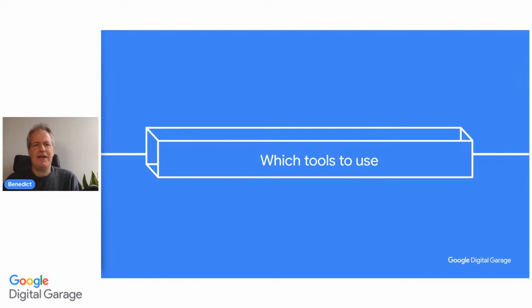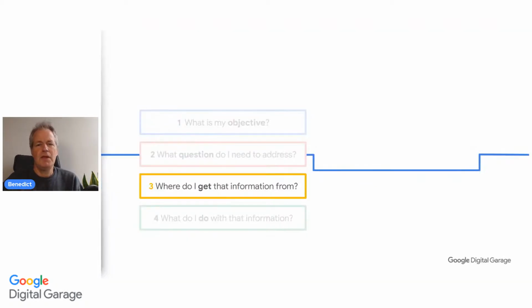Reach, engage, activate, and nurture. Remember those 4 points, all right? So which tools? So where do I get that information from? So let's take a look at the various tools, okay?